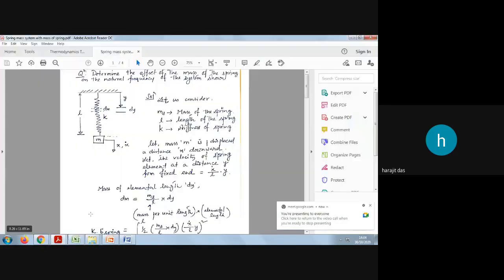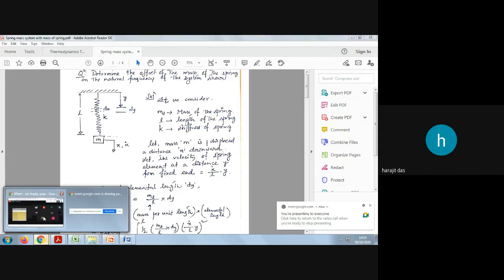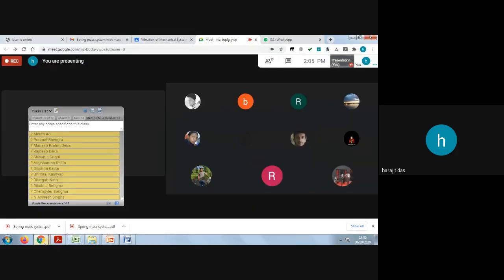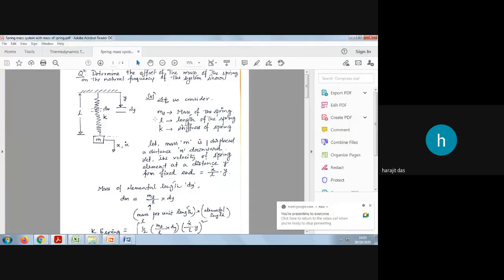So how are we going to analyze it? In every analysis or derivation, we first need to write down what the things in the system are. So we will assume that ms is the mass of the spring, small l is the length, called the free length of the spring, and small k is the stiffness of the spring. Its unit is Newton per meter.